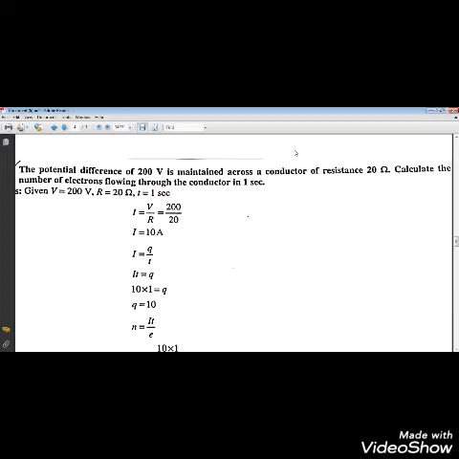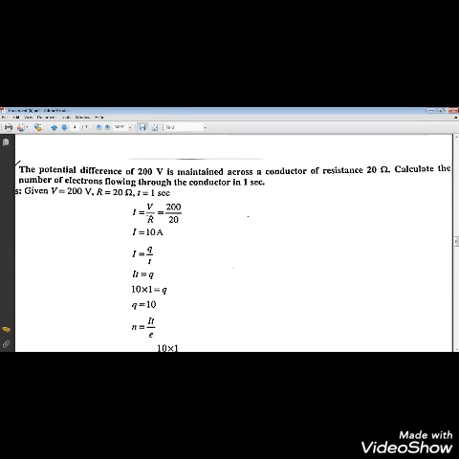Here they have given a potential difference maintained across the conductor of resistance 20 ohm. We have to calculate, in 1 second, the number of electrons N. Then here the given is potential difference, that is nothing but V, which is 200 volt, and also R is given, that is 20 ohm, and T is 1 second.